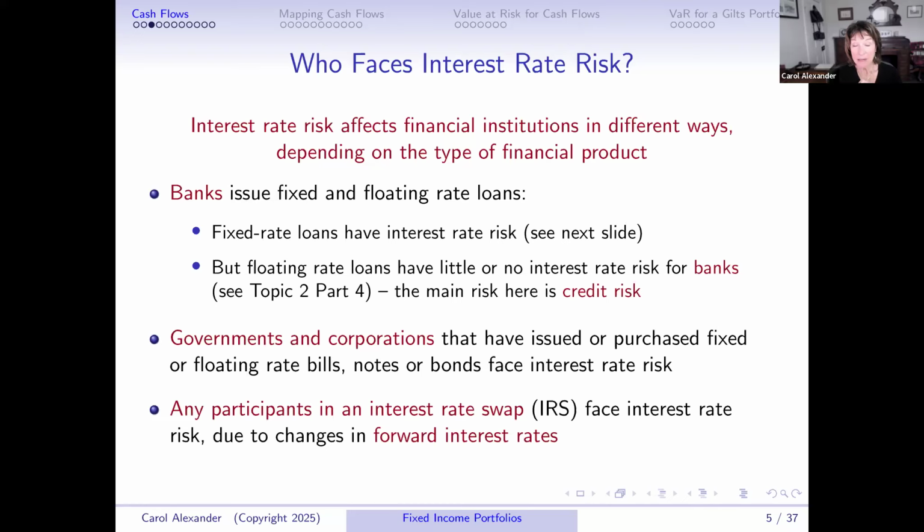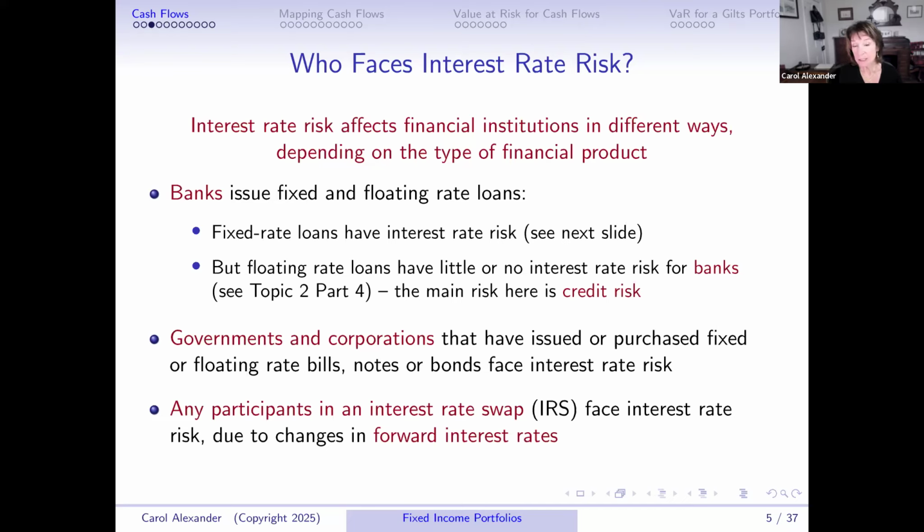So the main risk for banks is actually credit risk, the default on the loans that they have issued. What about governments and corporations? Well, these tend to issue or purchase bills, notes and bonds. Remember, bills are the short ones, notes are between about 18 months and 10 years, and bonds are like 10 to, well, in the US, you've got a 100-year bond. And these could be fixed or floating rates, and they're going to have interest rate risk.